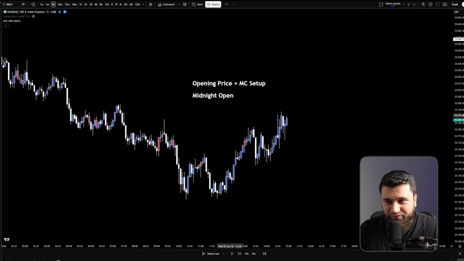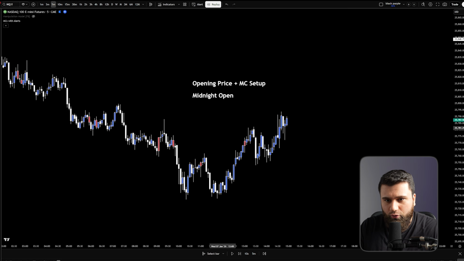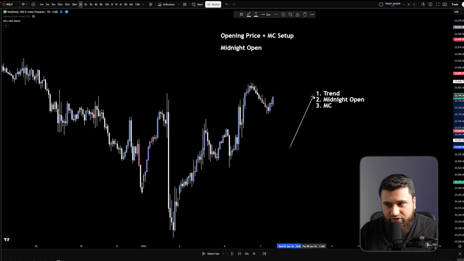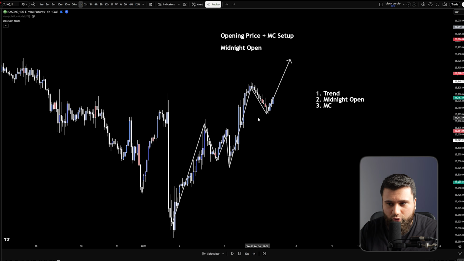Now let's go over the fourth setup, guys, which is the opening price plus the MC setup. In this case, we have the midnight open. So let's go over the steps, guys. First of all, we have to identify the trend, and the trend in this case is clearly bullish. We had a big move down here, but then here on NQ, we recovered and we are now about to have a higher low here, and we want to position ourselves right here to continue buying this market.